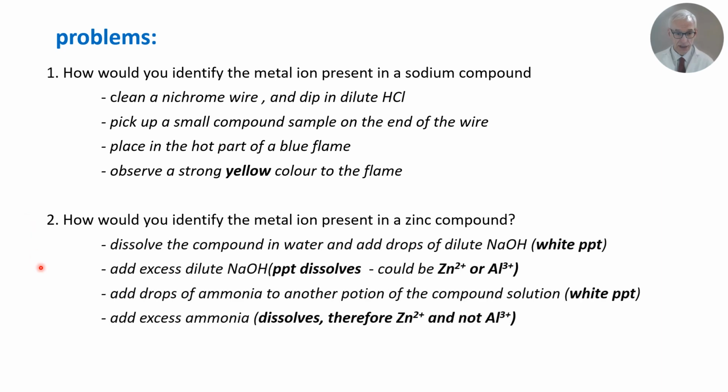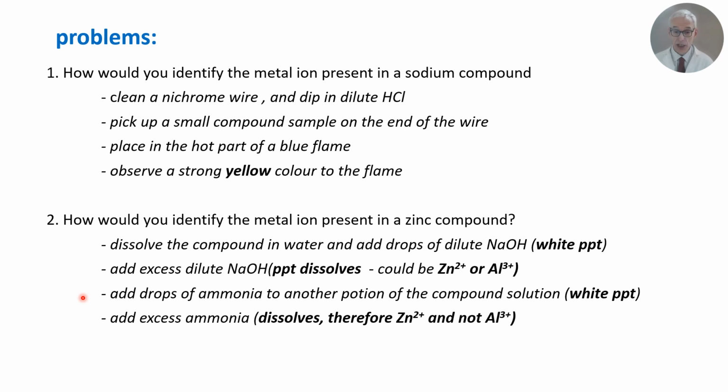For the zinc ion, dissolve the compound in water and add drops of sodium hydroxide. A white precipitate would be obtained. Add excess dilute sodium hydroxide. The precipitate dissolves. However, that could still be zinc or aluminium. So a further test is needed.